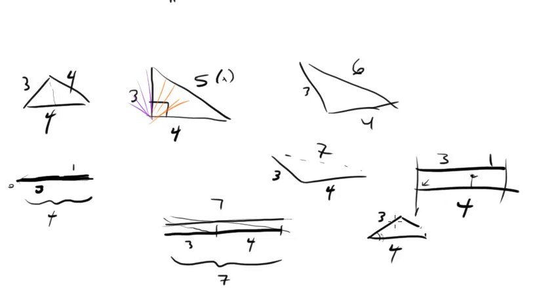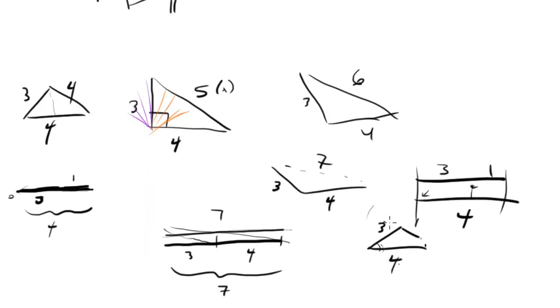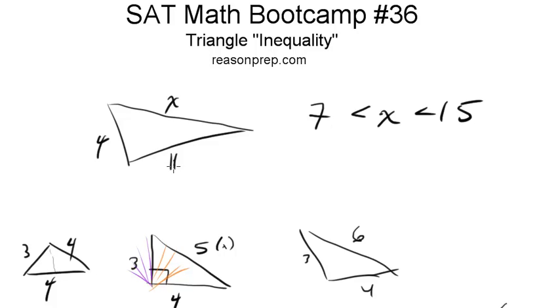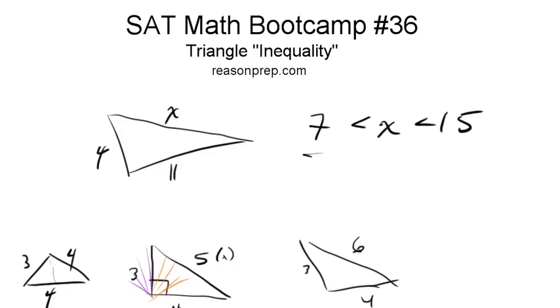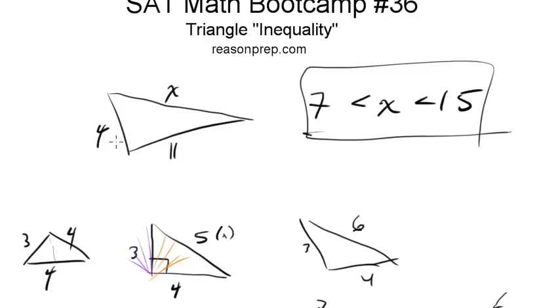So that is why the side that you are missing must be bigger than the difference of the two sides. 4 minus 3 is 1, right? It's got to be bigger than this 1. In this case, it's got to be bigger than 11 minus 4, which is 7. So that's the intuitive justification for this. If that's confusing, don't worry about it. Just remember that the third side has got to be less than the sum and greater than the difference of the other two sides.